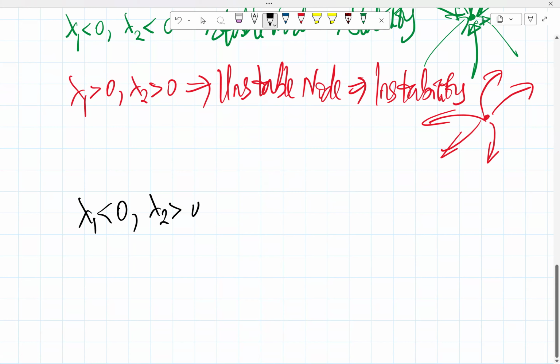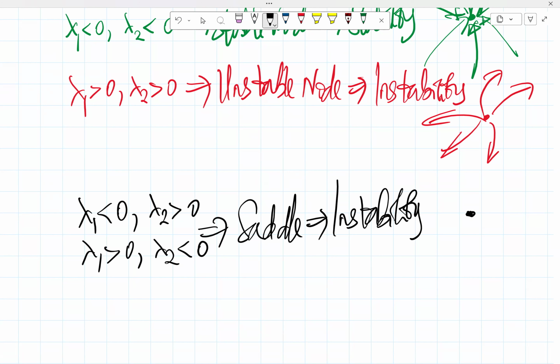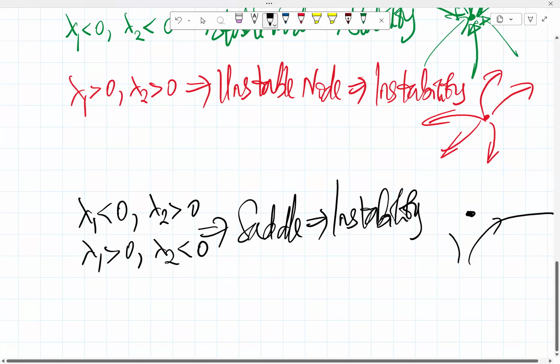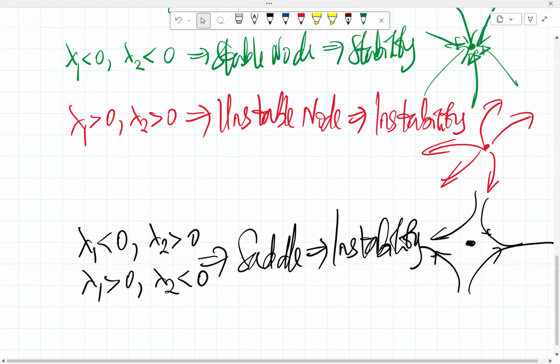Then of course we have the possibility of having, say, lambda 1 less than 0 and lambda 2 greater than 0, or lambda 1 greater than 0 and lambda 2 less than 0. If you have this kind of situation, we have a saddle, which implies instability. Meaning that if you have a point here, every line coming gets diverted. It's like something is coming, but when it nears the place, it just gets diverted away from that point. So that's what we call a saddle.